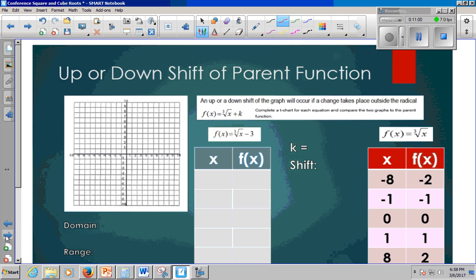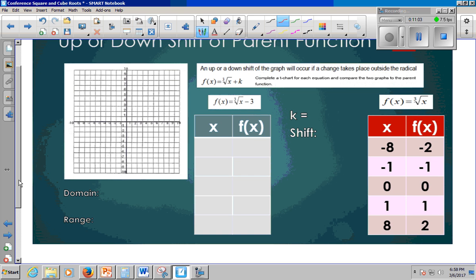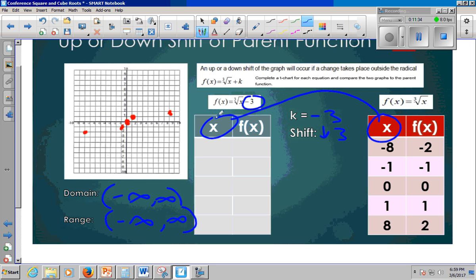Alright, this time I want to go ahead and plot the parent points. 0, 0, -1, -1, 1, 1, 8, 2, and then -8, -2. So again, we claim that this right here is going to be a shift 3 units down. Okay. The domain is still going to be negative infinity to infinity. Because we're shifting it up or down, we're not moving it left or right at all. So our x column is going to be the same as our parent.